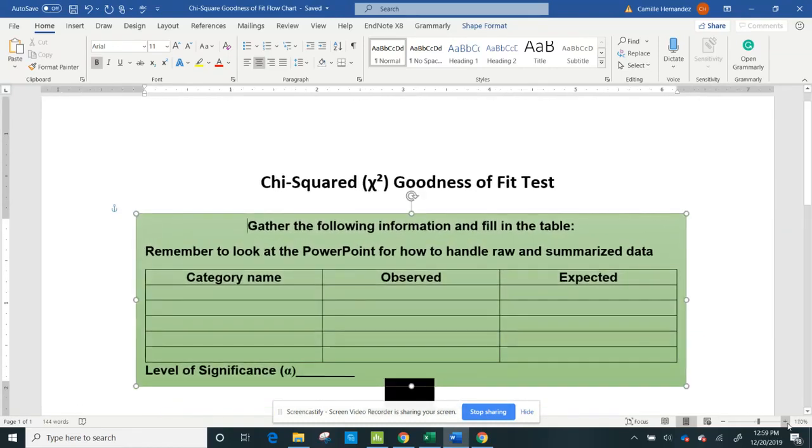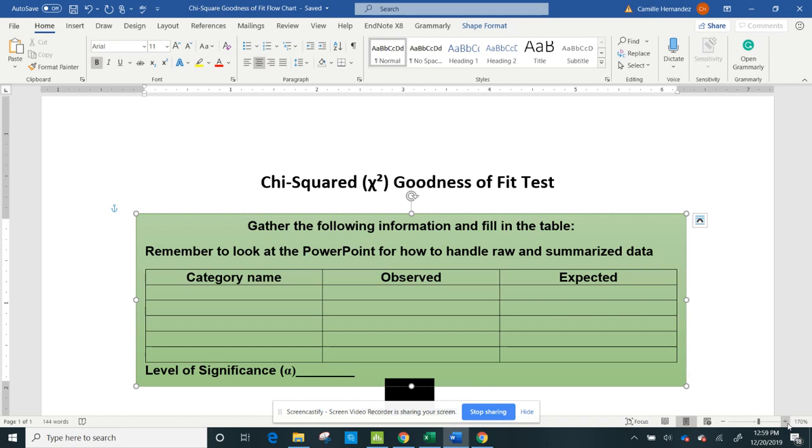So this video is going to talk about the chi-squared goodness of fit test and the flowchart that we make. So remember, there are two different ways to handle raw and summarized data. And even with chi-squared goodness of fit, you could have equal proportions or non-equal proportions. So make sure you read those PowerPoints, you watch those PowerPoint videos, because they're really going to help you with learning how to handle raw and summarized data.